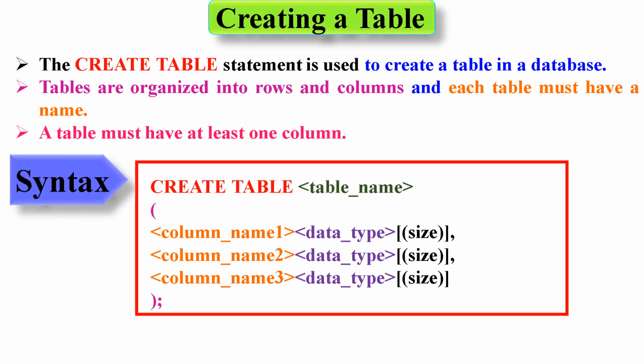Let's learn how to create a table. The create table statement is used to create a table in a database. Tables are organized into rows and columns, and each table must have a name. It is the most extensively used DDL command. A table must have at least one column. The syntax is create table table_name, open brackets, column name 1, data type, size, comma, column name 2, data type, size, comma, column name 3, data type, size, close brackets, semicolon.